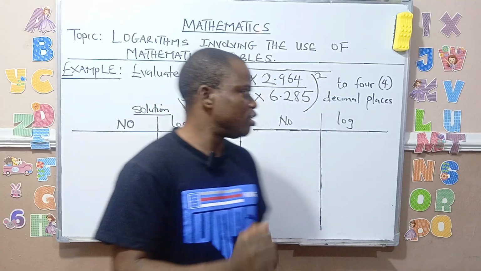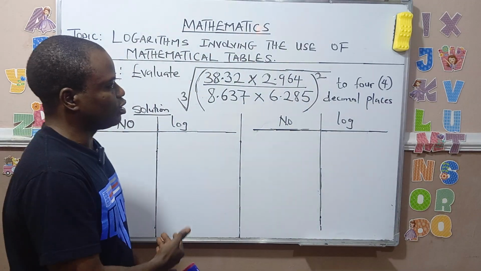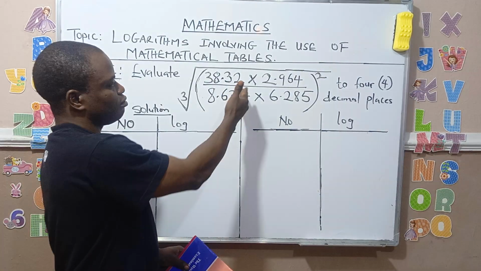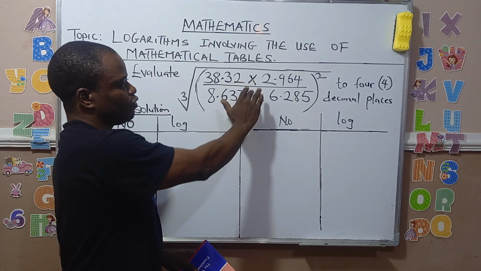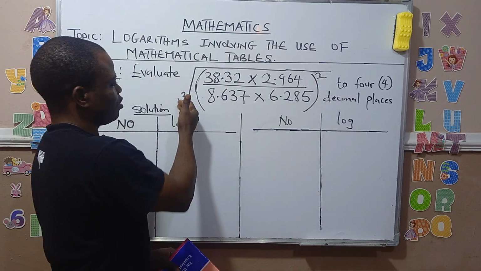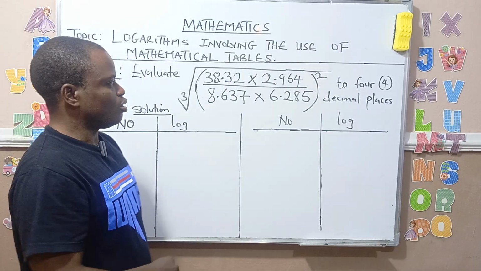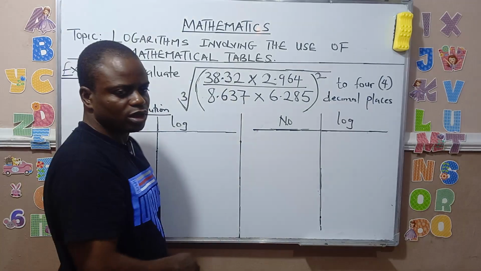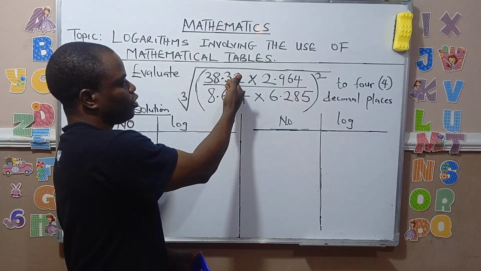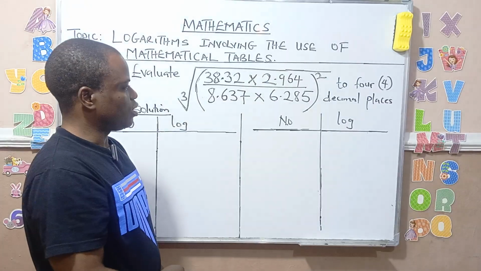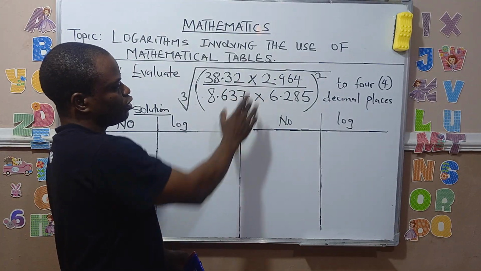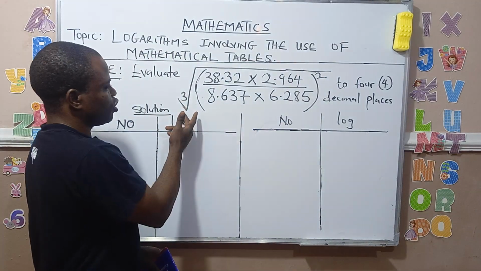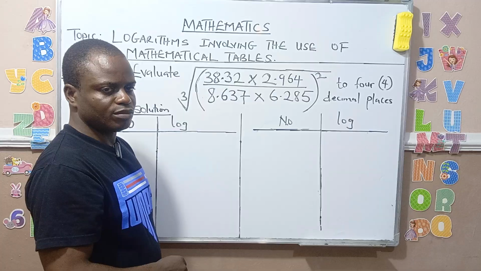Now you will see the question involves several calculations that involve multiplication, division, square, and the cube roots. When you're having multiplication between numbers, you're going to add those numbers together after looking for the logarithm of the numbers. And also, the division involves subtraction, the square involves multiplication, the cube root involves division.